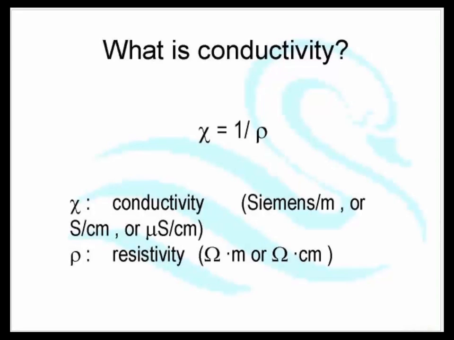So this is what conductivity is. It's the opposite of resistance, or resistivity. The units of conductivity is the very unfortunate name Siemens. So you measure conductivity in Siemens. And when you're measuring conductivity, you have to make sure that your Siemens don't get discharged.